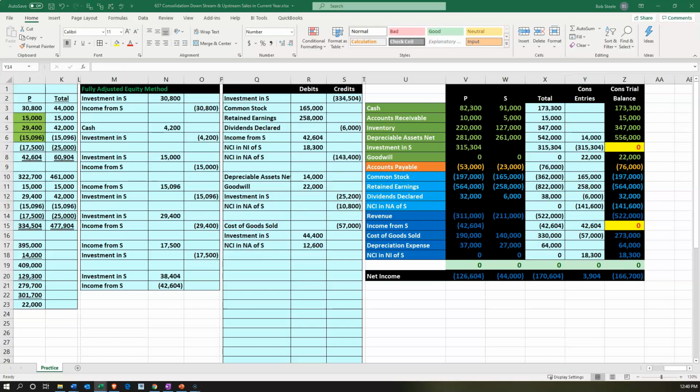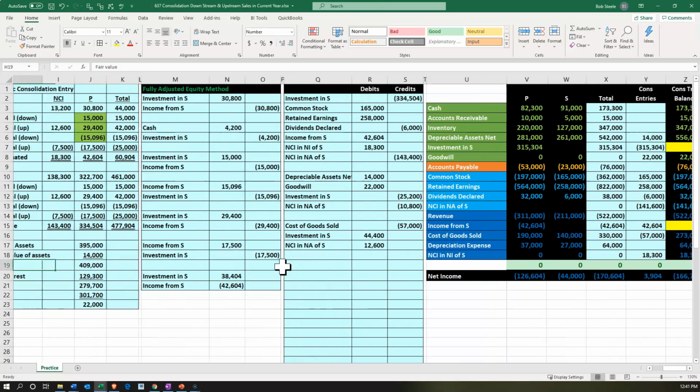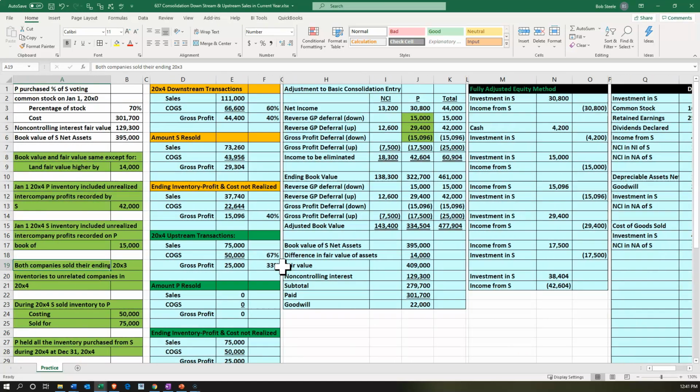Okay, so next we're going to think about the revenue side of things. What do we have to do on the revenue side of things? In other words, we have sales happening over here, and in the current year we had the sales taking place. There was a downstream sale and this sale. So what we're going to do is reverse those items.